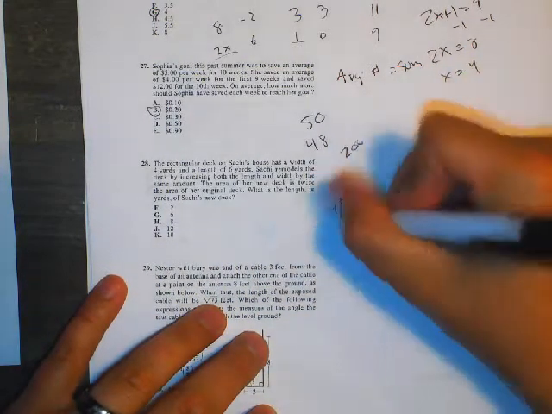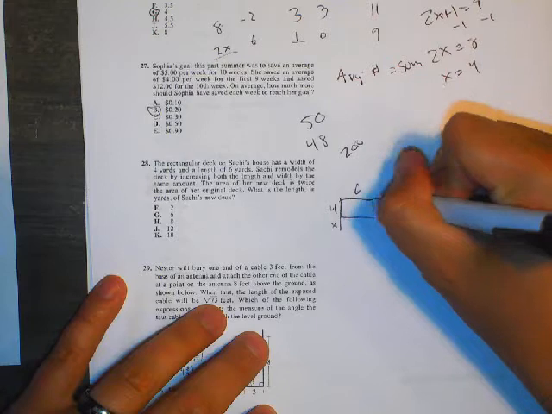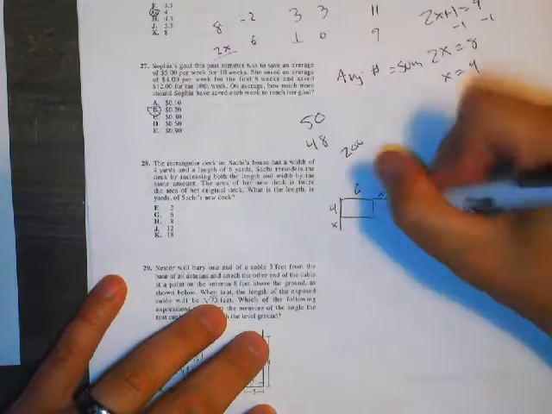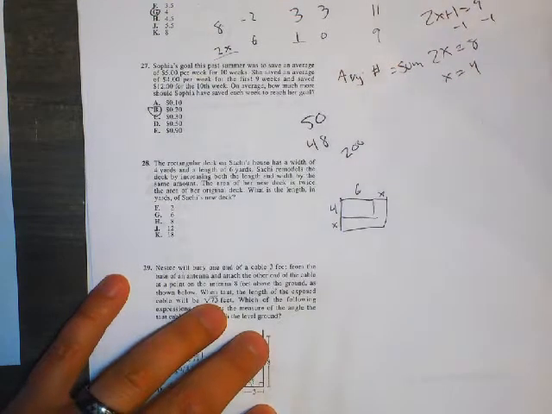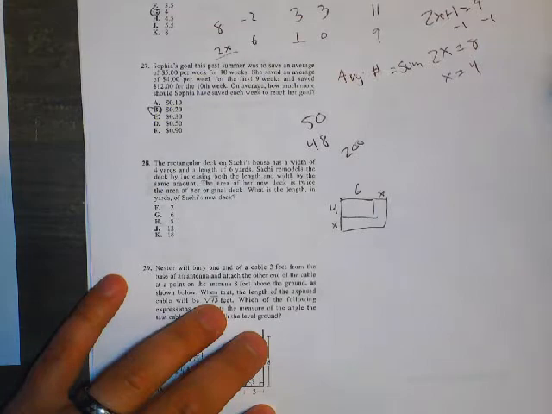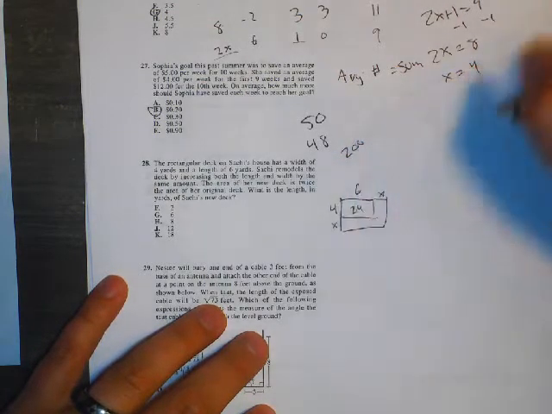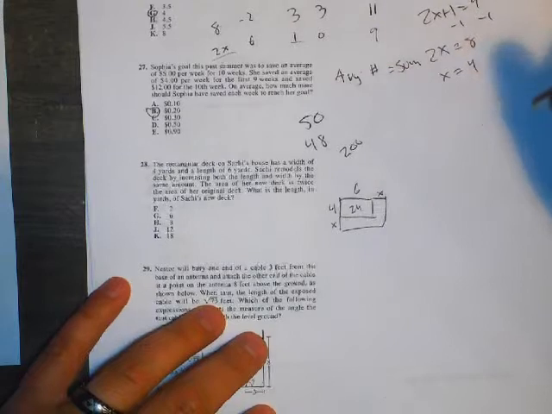The rectangular deck on Sachi's house has a width of 4 and a length of 6. He remodels the deck by increasing both the length and the width by the same amount. So I'm going to go, this is going to be x, and this is going to be x.